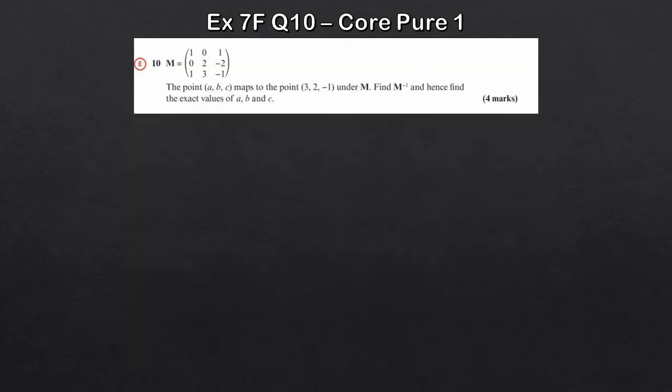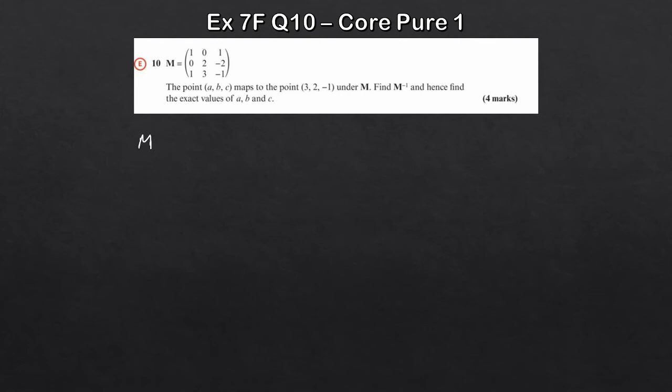This is from exercise 7F from Core Pure 1. So this is dealing with linear transformations. Now, we've got this 3x3 matrix here, M, and we're told that the point ABC maps to the point 3, 2, minus 1 under M. Now, for this question here, this is where a graphical calculator is really, really important. If we want to find out what this original point is, we're going to need the inverse of M.